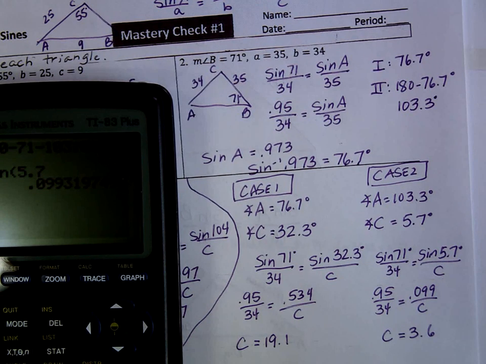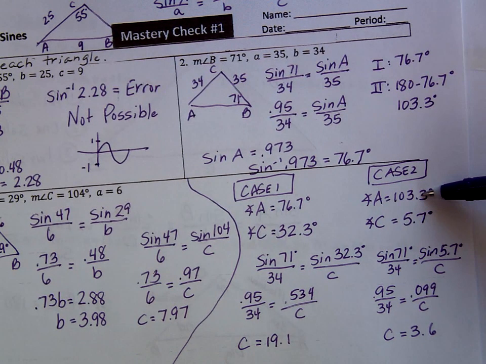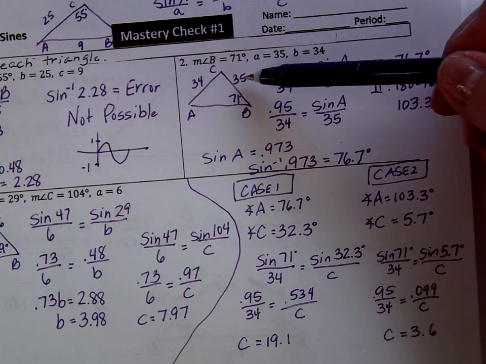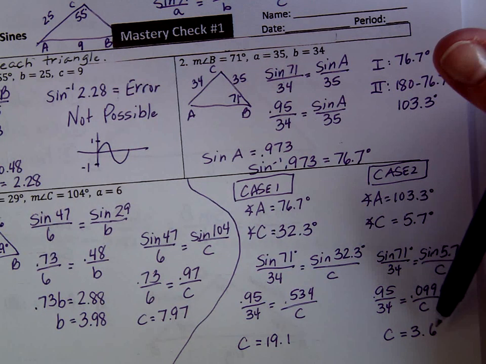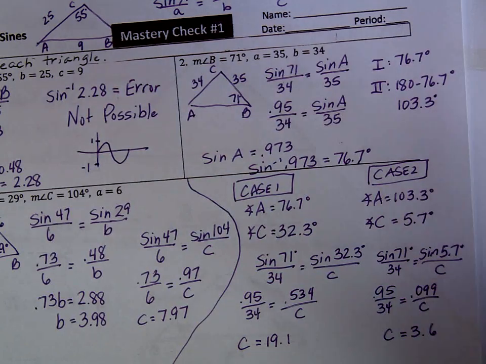Now, does that make sense? I kind of talked about this in the very beginning. Do you have the biggest side opposite the biggest angle? So if A is 103.3, yep, 35 is the biggest. Angle C is 5.7, little c is 3.6, that's the smallest. It makes sense. It should make sense in your triangle when you're all said and done.